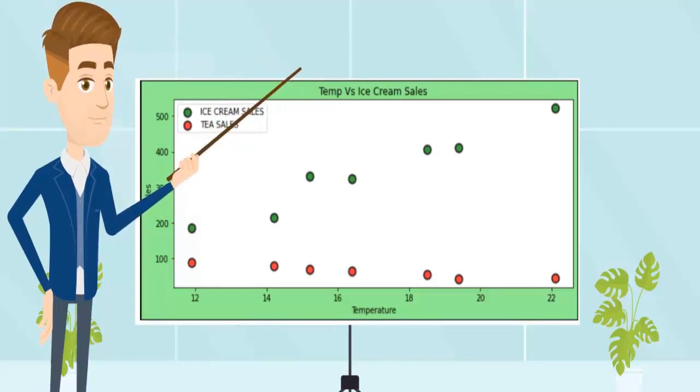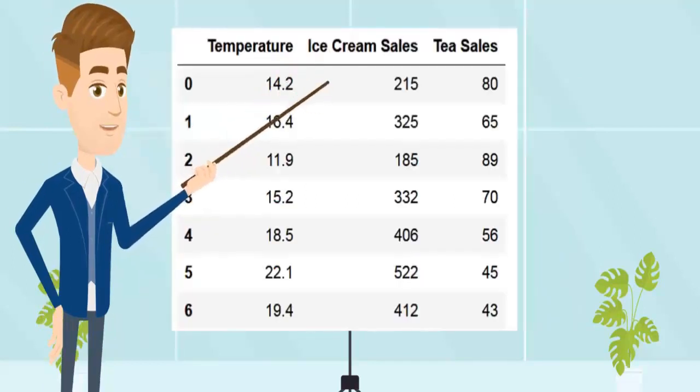So let's get started. We are going to use this survey for the scatterplot. As you can see here, the local shop keeps track of how much ice cream and tea they sell versus the noon temperature on that day. You can see such records for 7 days. Let's visualize this survey using a scatterplot.